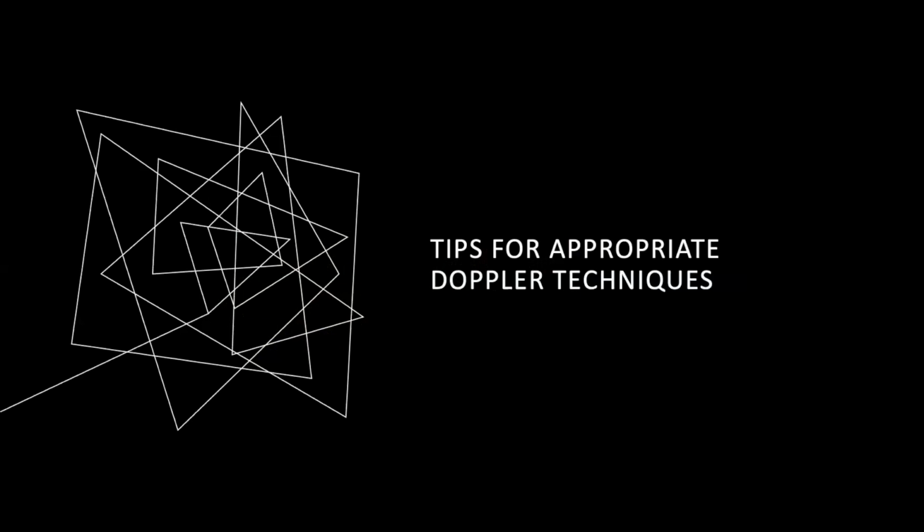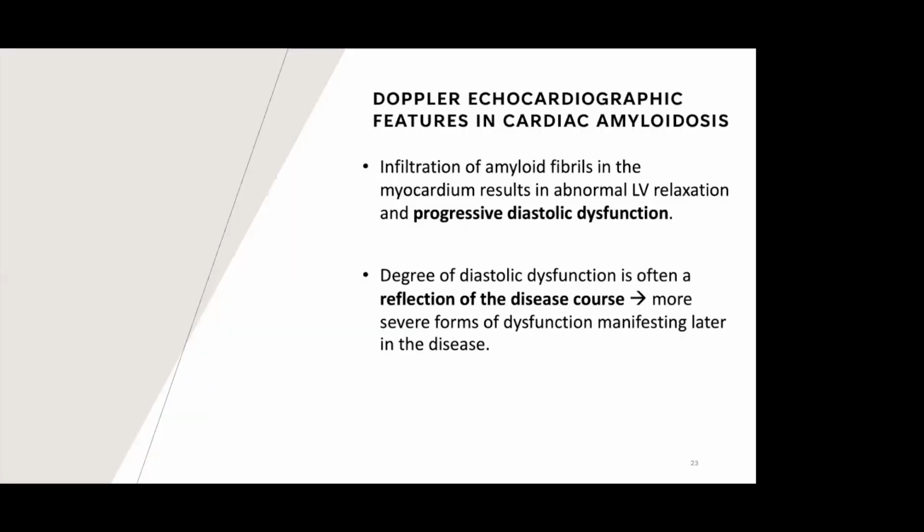So now I'm going to move on to Doppler techniques. This is also very important because when the amyloid fibrils infiltrate our myocardium, this results in abnormal relaxation of our LV and progressive diastolic dysfunction. And this degree of diastolic dysfunction is reflective of the disease course. So there's more severe diastolic dysfunction as the disease progresses.